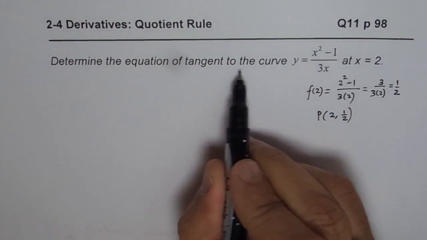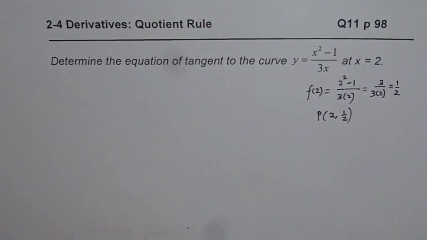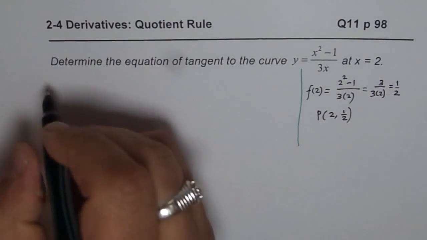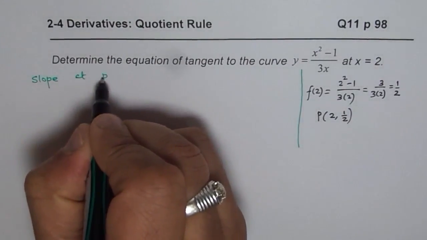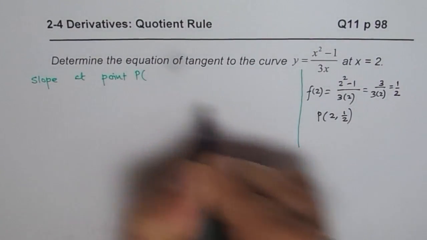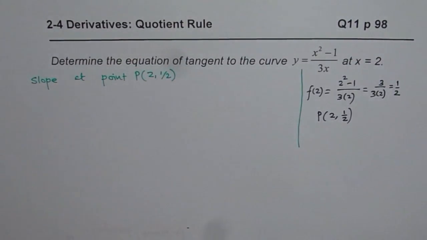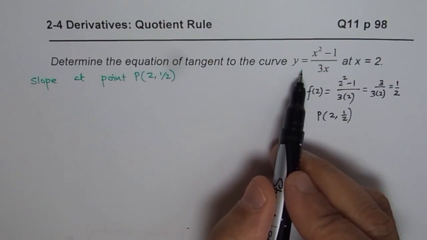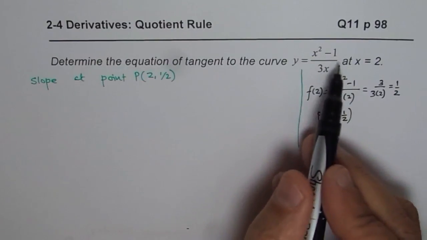So when we say equation of tangent line, what do we need to find? We need to find the slope at point P, which is (2, 1/2) for us. So x value is 2, y value is half. To find the slope, we can use the quotient rule itself and find the slope at this given point.